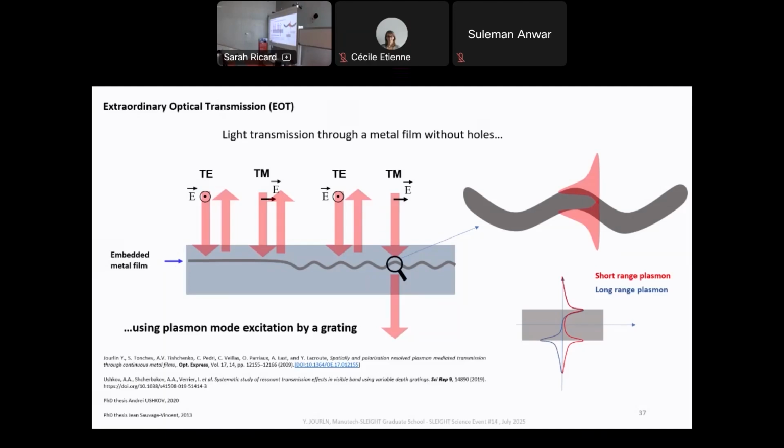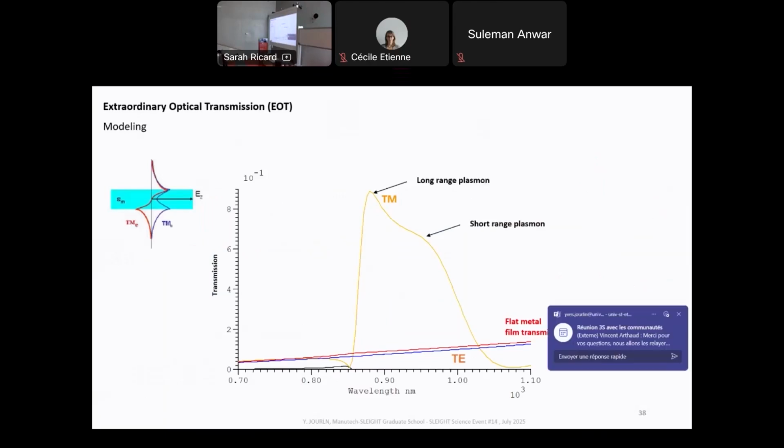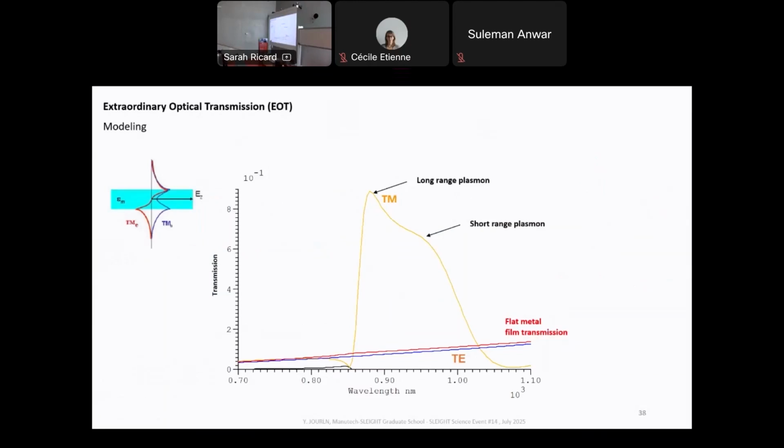The effective index of these two modes is different. So it is the reason why we have one wavelength of transmission for the long range plasmon and another wavelength of transmission for the short range plasmon. The short range plasmon, since it is centered in the metallic layer, is more lossy. So it's the reason why we have less transmission.